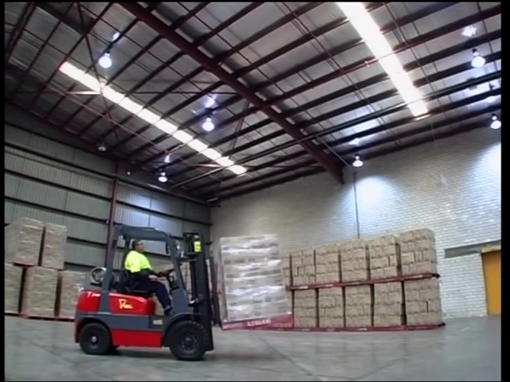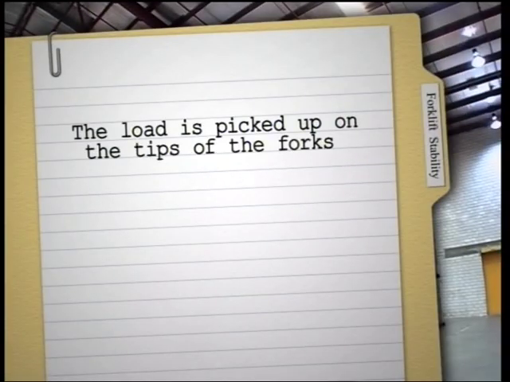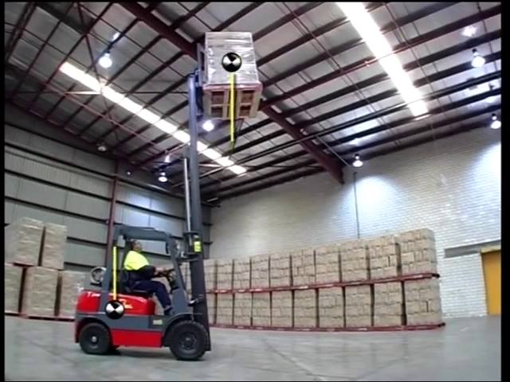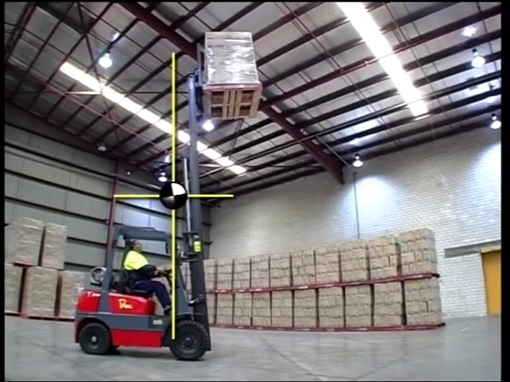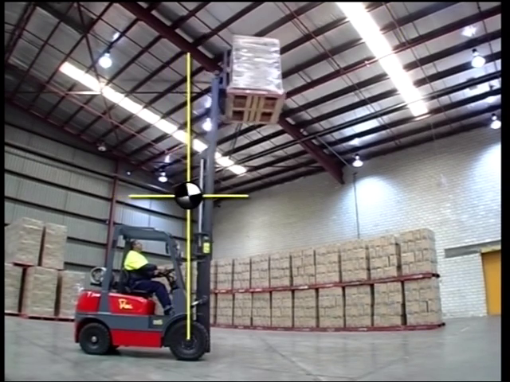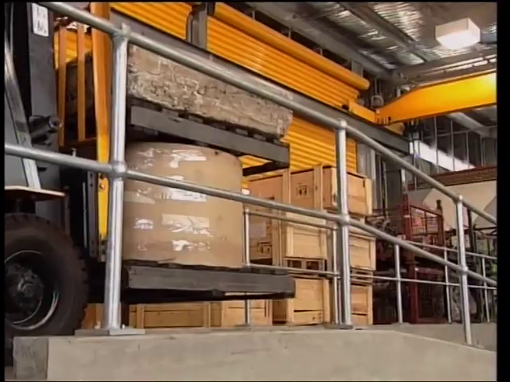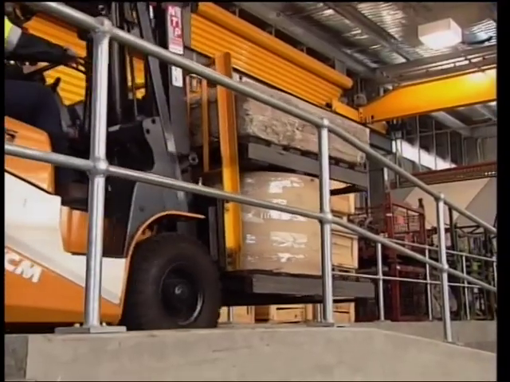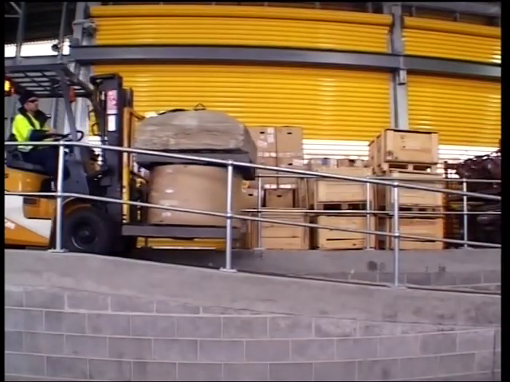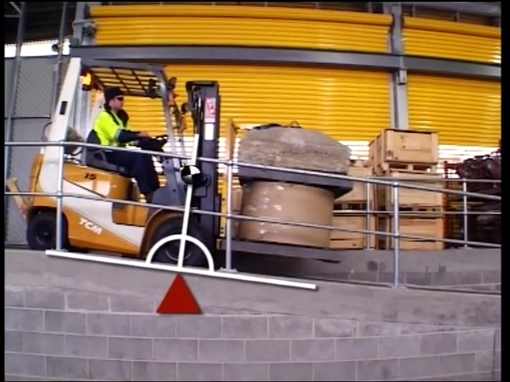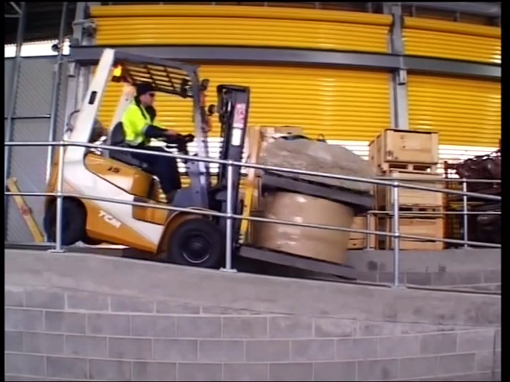Even a safe load can make a forklift tip forwards if the load is picked up on the tip of the forks or the load is tilted forward. This increases the distance of the load from the wheels and moves the combined center of gravity outside the stability triangle. Driving down an incline with a load downhill can shift the center of gravity outside the front axle and cause the forklift to tip forward and lose the load.